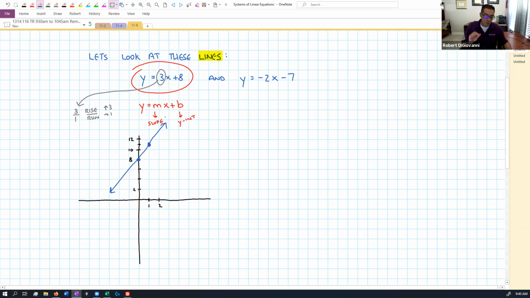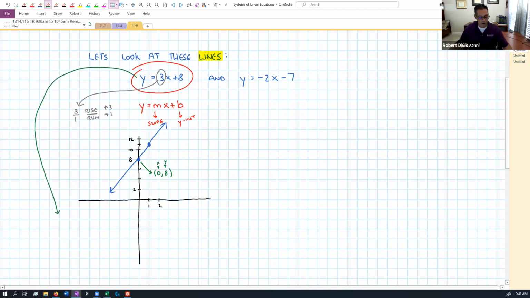Now, what I want you to remember about this is, yes, we can graph the line, no big deal. It's y-intercept, slope, we draw it. But I want you to remember, when we're learning about lines, that the line is actually a visual representation of all of the solutions to this equation. In other words, if I look at this point right here, the x coordinate is 0 and the y coordinate is 8. That means that if I plug in 0 for x and 8 for y, this equation should be true.